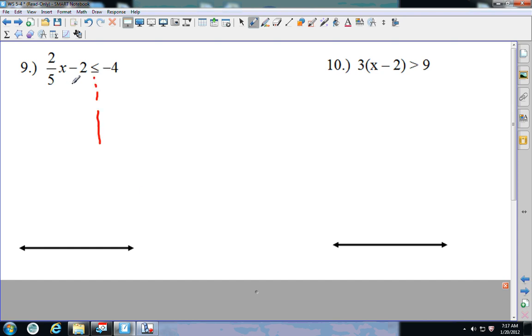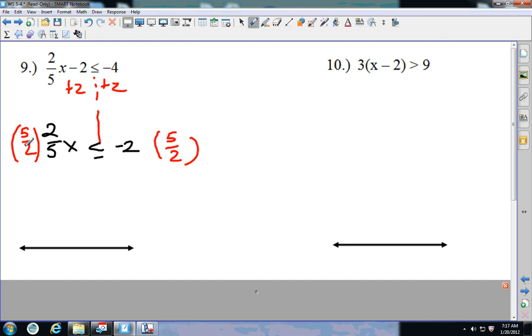Right here, you should have added 2 to each side. You get 2/5 x is less than or equal to negative 2. We're going to multiply by the reciprocal, so flip it over. By doing that, these cancel out, make 1. So I get x is less than or equal to negative 2 times 5 divided by 2, multiply them together. You get negative 5.